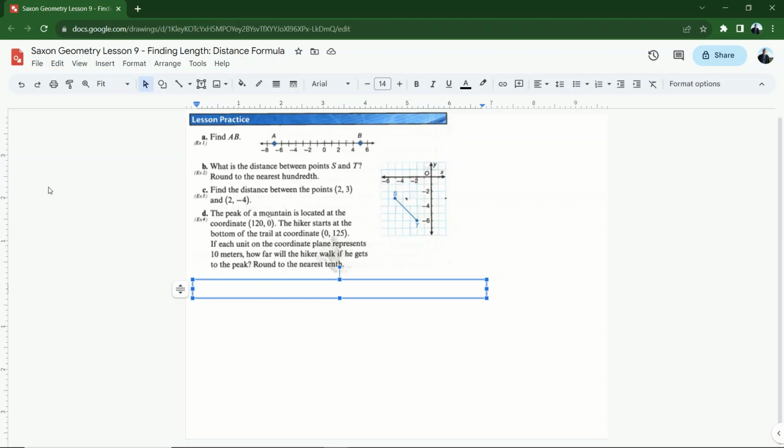That last one went A through I. This one's just going to be A through D. Four relatively easy problems. We're going to be applying the distance formula here. The first one is going to be very, very, very easy. So let's get started. We need to find the distance AB.